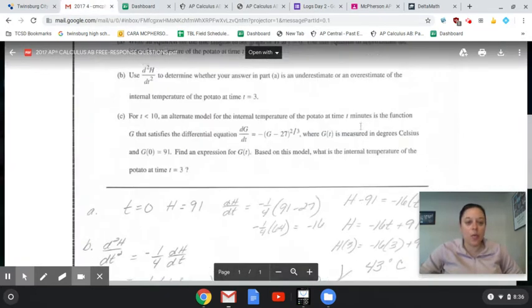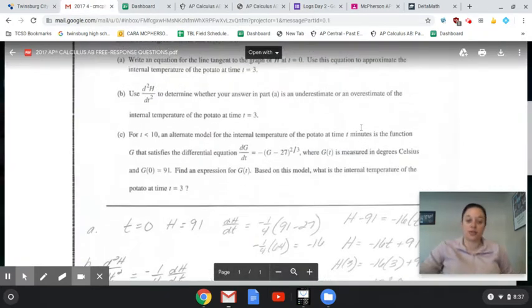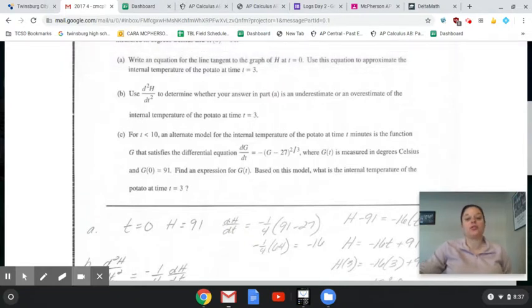Part B wants you to use the second derivative to determine if the answer you just got is an overestimate or an underestimate. If you think about it, your second derivative is going to tell you about concavity. So you're going to know, is it concave up or is it concave down?